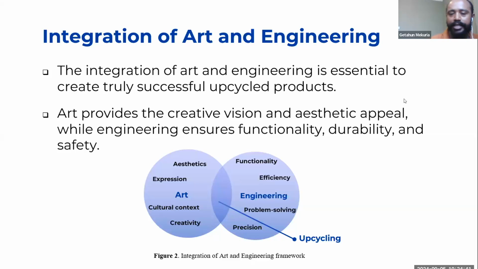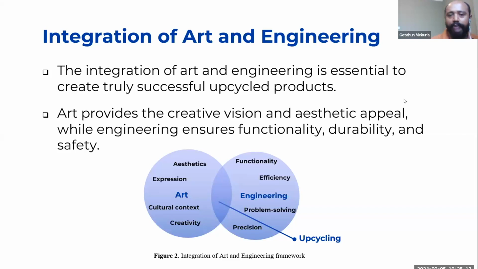So art provides the creativity, vision, and aesthetic appeal, while engineering ensures the functionality, the durability, and the safety aspects as well. So as we see the integration of the art and engineering framework. From the art aspect, we look into the aesthetic, the expression, the cultural context, and the creativity. And from the engineering aspect, we will look into functionality, the efficiency, the problem solving aspect, what the problem we are going to solve, and the precision.